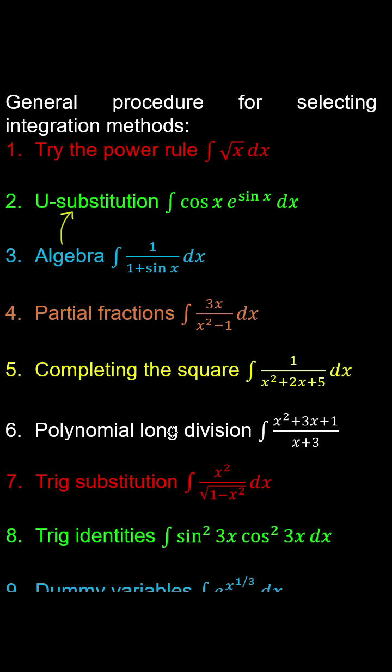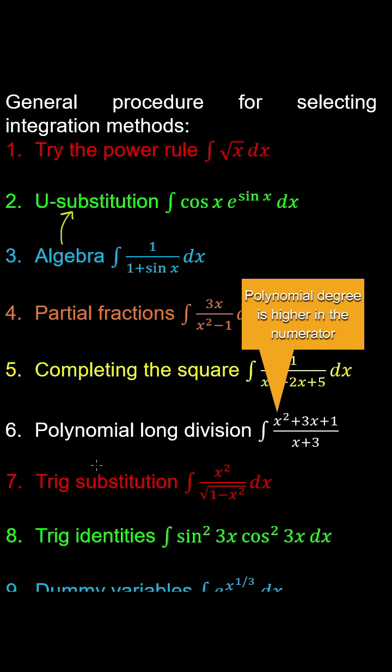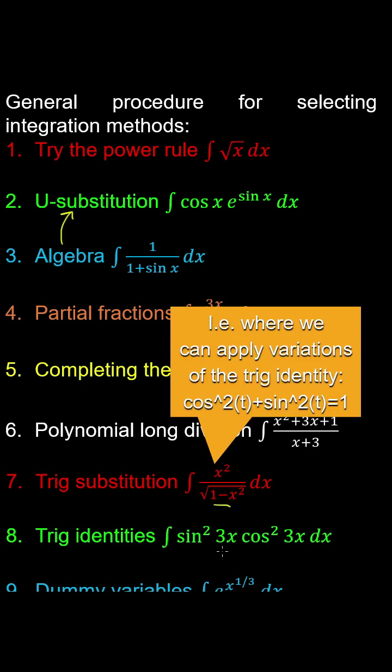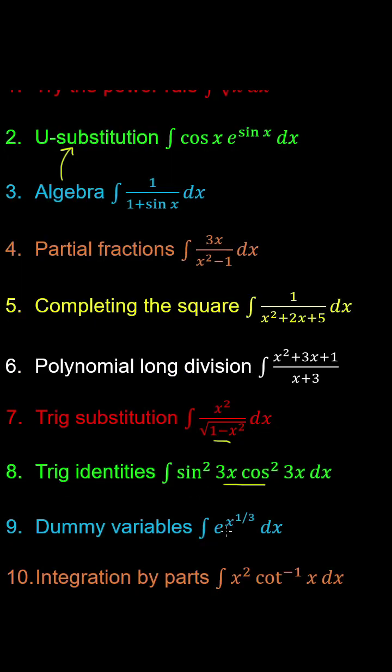And polynomial long division applies to a rational polynomial function, and we can apply trig substitution where we want to simplify the integral that has a radical in it, or a polynomial with x squared plus 1 and so on. And trig identities can be applied to simplify trig functions. And where we run out of options, we really apply dummy variables to simplify the integral. And where we have the product of two functions that are different, then we can apply integration by parts. So post your thoughts in the comments of how you would actually apply these procedures.